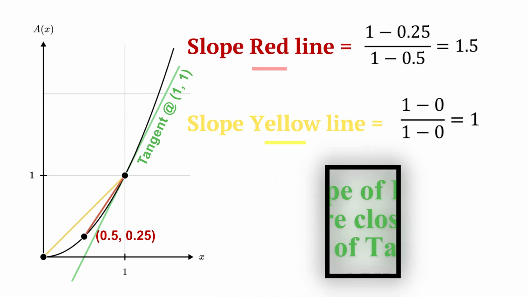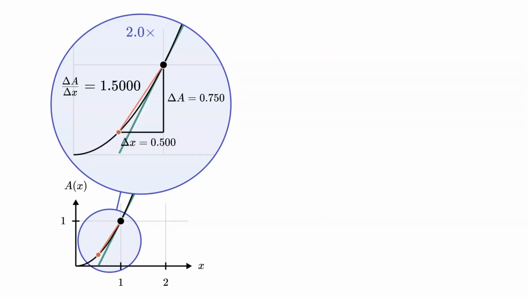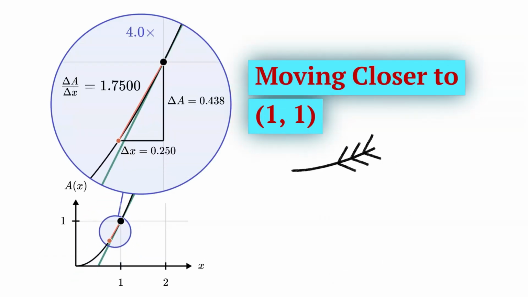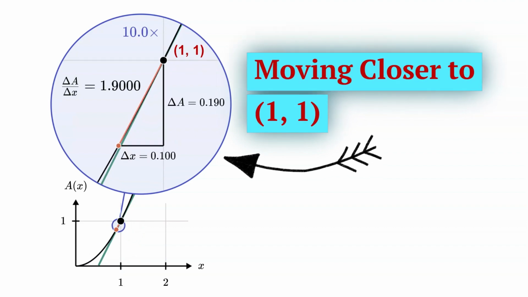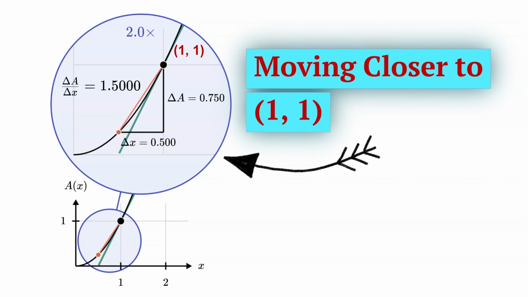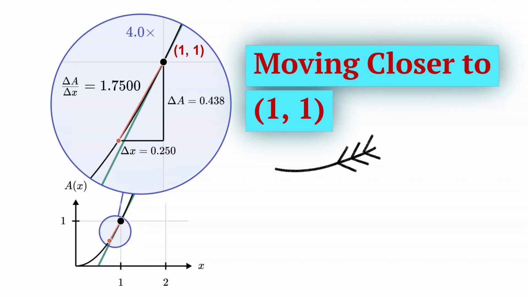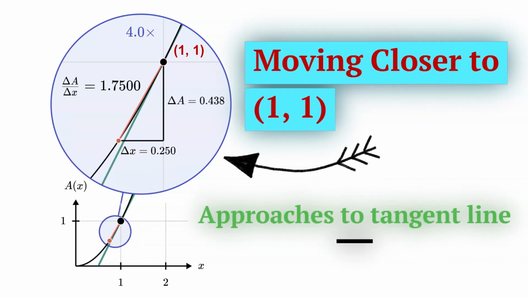Now, think what will happen to the slope of the red secant line as we move the point even closer to point (1, 1). As you can see in the animation, as we move the point closer to point (1, 1), the slope of the secant lines gets steeper and approaches the slope of the tangent line.